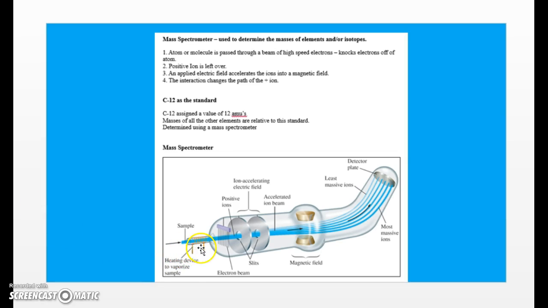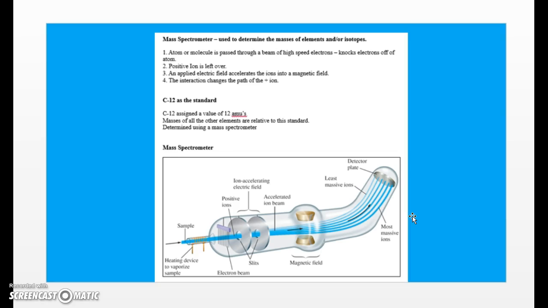Basically, the sample goes in, the positive ions travel through this accelerating electric field after the electrons were knocked off, and then the accelerated ion beam continues through the magnetic field and is separated by mass. So the lightest ions get deflected the least, but the ones that get deflected the most are going to be the most massive ions. The bottom line is that you can determine the mass of the elements or isotopes of a certain element.